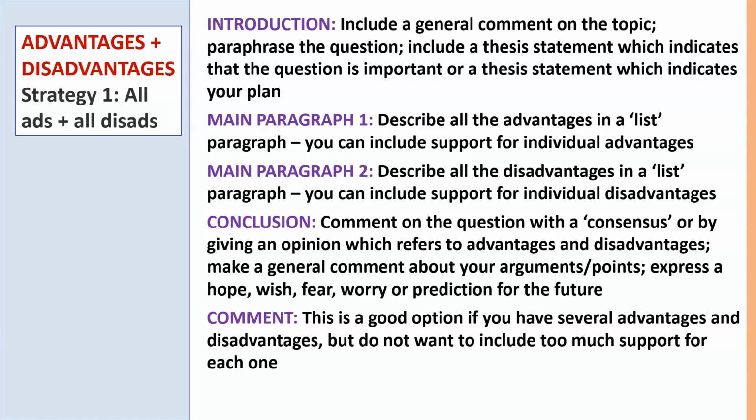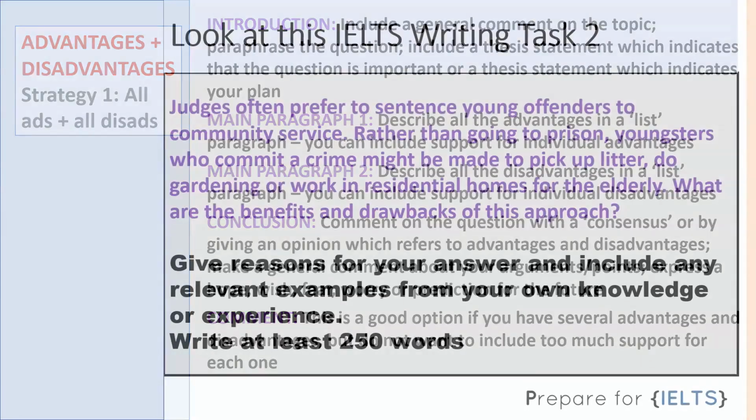And this is a good option if you have several advantages and disadvantages, but you do not want to include too much support for each one. So if you can think of at least 2 advantages and 2 disadvantages, and maybe even more, then this approach really works. Let's see a couple of examples.